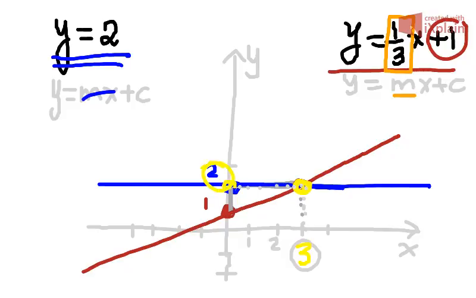So how do we write the coordinates? First, always the x, 3, and then the y, 2. So coordinates of the point where the two lines intercept are 3, 2. So we always write the x coordinate before the y coordinate.